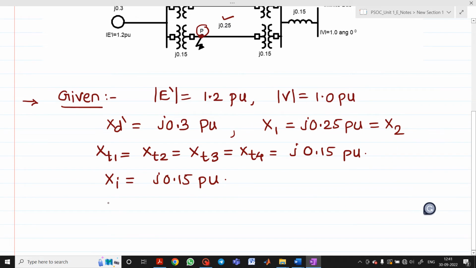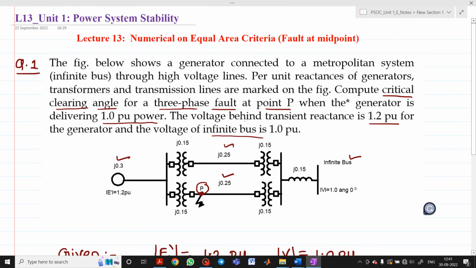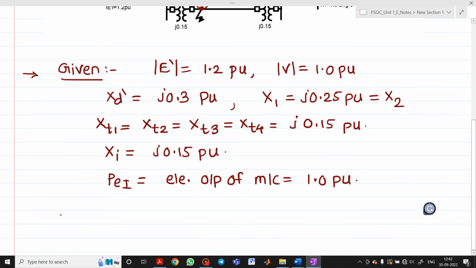And again it is mentioned, the generator is delivering 1 per unit power. What is the meaning of that? Generator delivering means we have given this value as PE, or I can write it as PE1. It indicates the electrical output of the machine, which is given as 1 per unit. Now it is clearly mentioned in the numerical, the fault will be at point P, which is a three-phase fault. So now we will do it stepwise. First one I will write as case A. Case A is the pre-fault condition, or in other words, the before-fault condition.